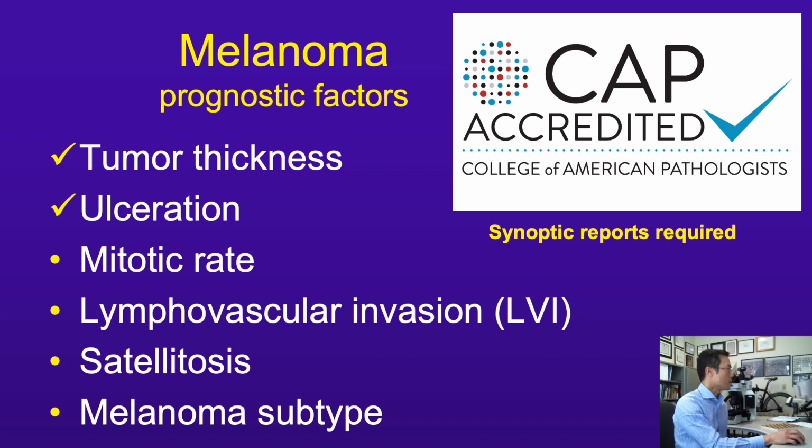So we talked about tumor thickness and mitotic rate. The ulceration status is also very important, and other things that may be somewhat intuitive, such as lymphovascular invasion, microsatellite metastases. Now we also try to identify the melanoma subtype as well, because that can have various implications that we're not going to go into today.